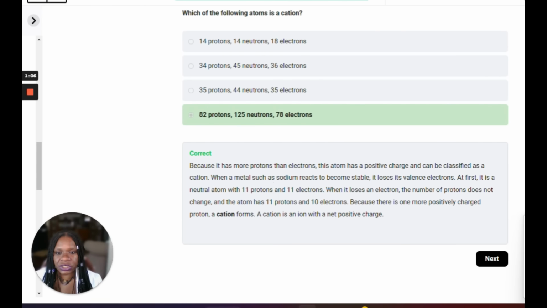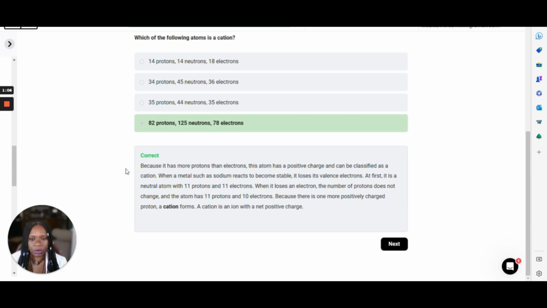When a metal such as sodium reacts to become stable, it loses its valence electrons. At first, it is a neutral atom with 11 protons and 11 electrons. However, when it loses an electron, the number of protons does not change. And the atom has 11 protons and 10 electrons. Because there is one more positively charged proton, a cation forms. And a cation is an ion that has a net positive charge, okay?